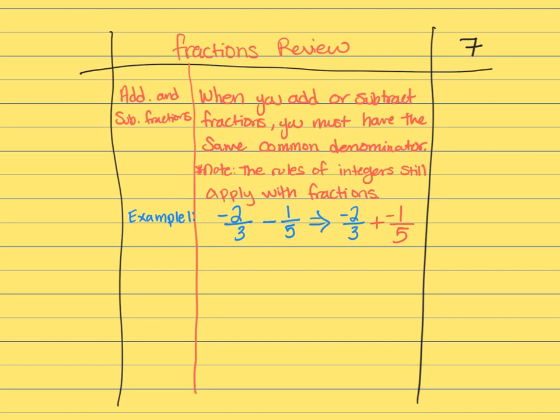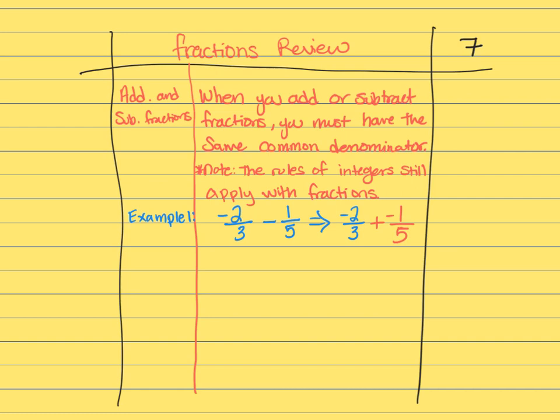Now, 3 and 5 are not the same number, so I have to find the same common denominator. A strategy I shared with you is that you can just multiply the first fraction by the denominator of the second fraction, and then multiply the second fraction by the denominator of the first fraction. In other words, I would multiply negative 2/3 by 5/5, and I would multiply negative 1/5 by 3/3. That will guarantee that I get the same number on both of those fractions.